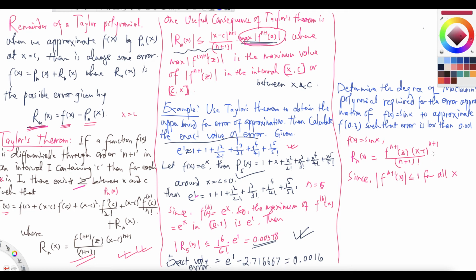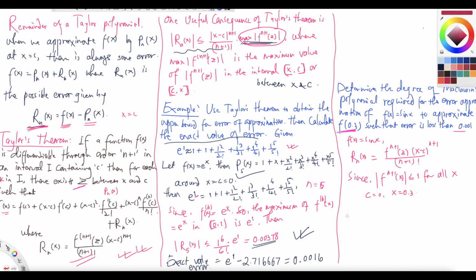So what is the x there? Because you want to find out the value of f at 0.3, so c is 0, and we'll take x equals 0.3. The error must be less than 0.001. So what I'm going to do is this guy, this guy is less than 0.001. But what is the maximum value of this? So R_n(x) is less than or equal to that, and this value will be less than or equal to 0.001.